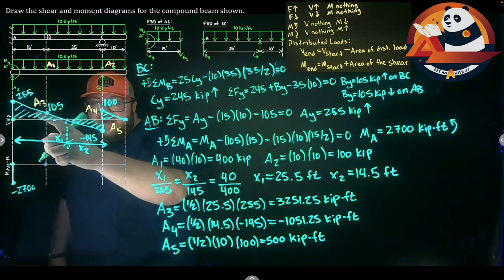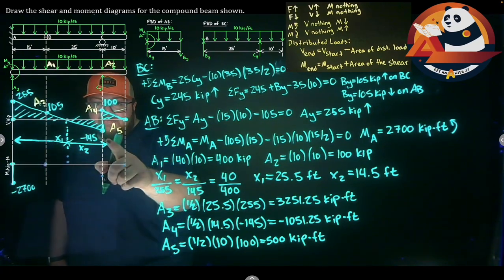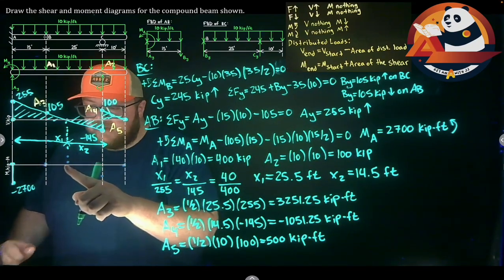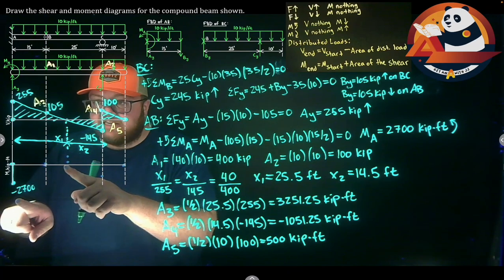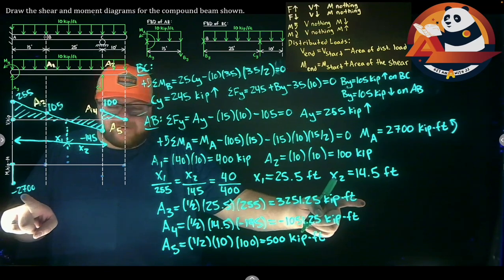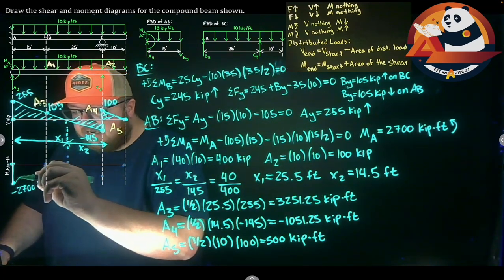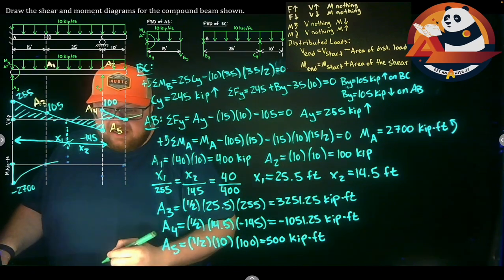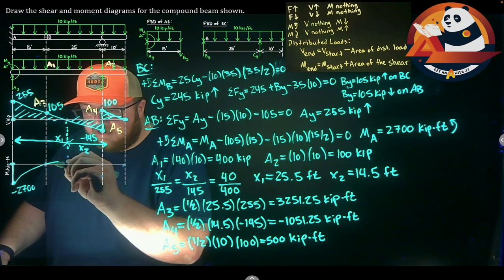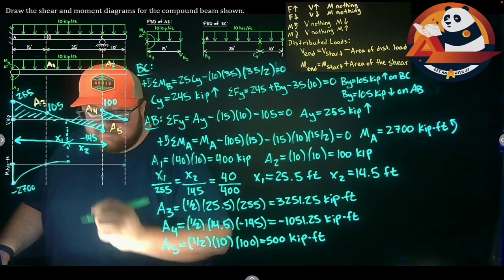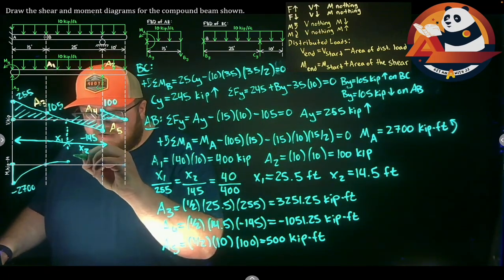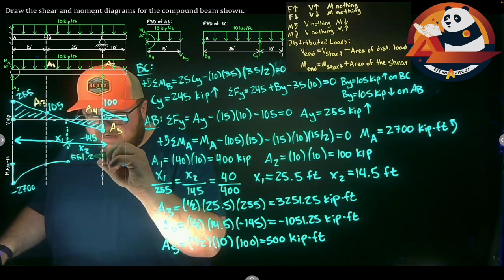And as we go on, we can add in area 3 to that. Our moment at the end of area 3 should be the moment to start, negative 2,700, plus area 3, 3251.25. It's going to increase in a parabolic shape until we get up to 551.25, just barely above our x-axis.